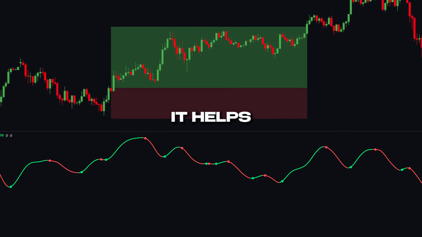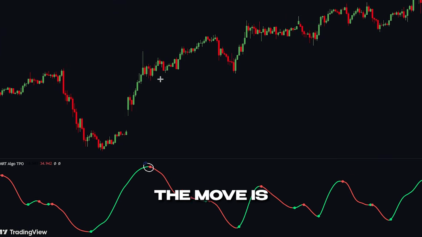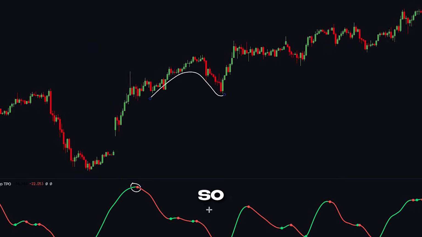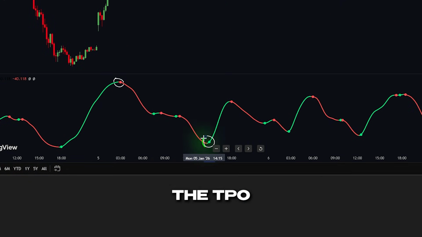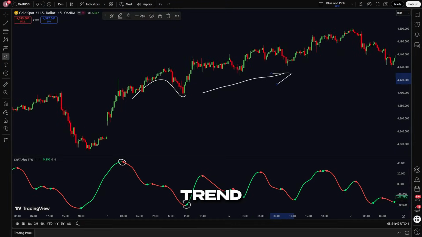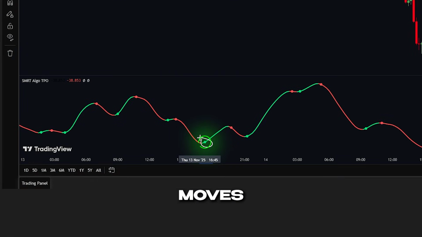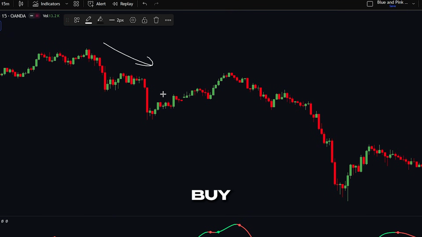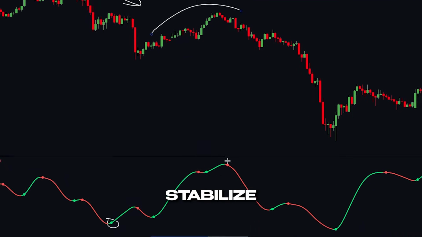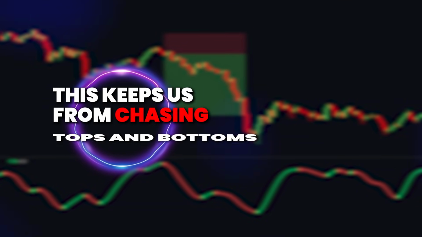Now let's look at how it helps with entries. When the oscillator moves into an overbought zone during a bullish trend, that does not mean we sell. It tells us the move is extended and a pullback is likely. So we wait. As price pulls back, the TPO cools off and momentum resets. Once momentum starts turning back in the direction of the trend, that's where opportunity appears. The same logic applies in bearish markets. When price is trending down and the TPO moves into an oversold zone, we don't buy blindly. We wait for momentum to stabilize and turn back bearish before looking for short trades. This keeps us from chasing tops and bottoms.